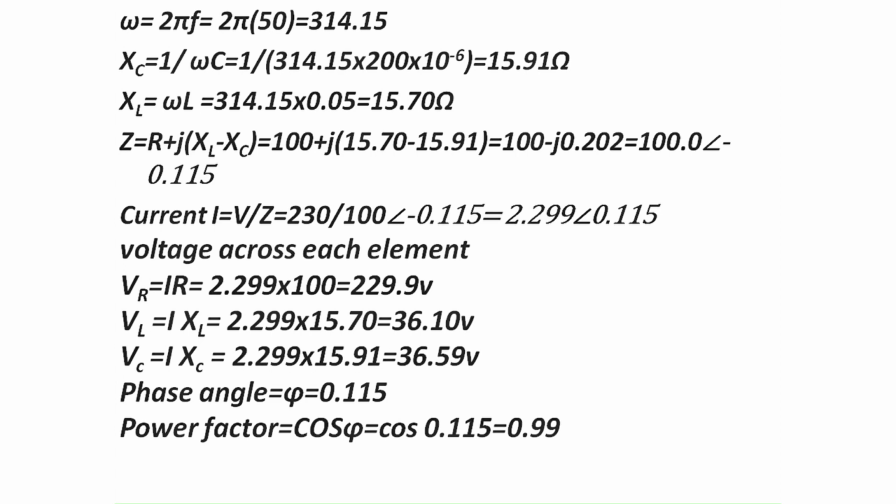Voltage across resistor is given by VR equals I multiplied by R. Voltage across inductor is given by I multiplied by XL. Voltage across capacitor is given by I multiplied by XC. And once we find the current, we have I equals V by Z. Then the angle is called the phase angle, and the power factor equals cos phi. By using these formulas, we can solve the above problem.